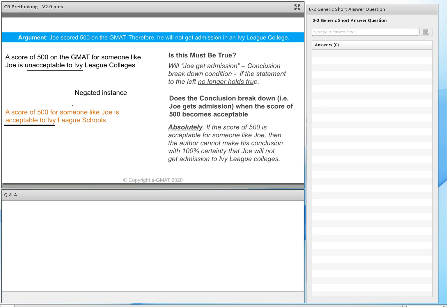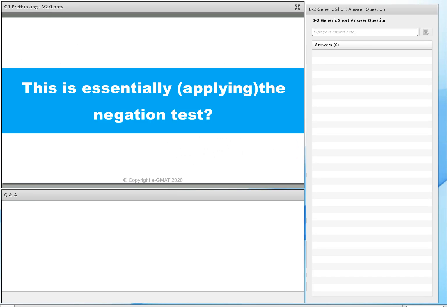Absolutely, yes, because if the score of 500 becomes acceptable, then the author cannot be 100% certain that Joe will not get admission to an Ivy League college. This is what we call applying the negation test, or in other words, the must be true test. So this is your must be true criteria.